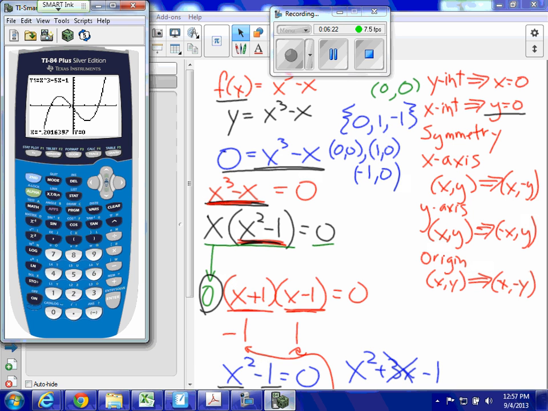So I'm going to go to my calculator here. Let's go second quit. I'm going to go y equals. I'm going to clear that expression. I'm going to put in my equation. I want to graph my equation because I'm looking for the zeros. I'm looking for the x-intercepts. So I can go x cubed minus x. And I'm going to go zoom 6.